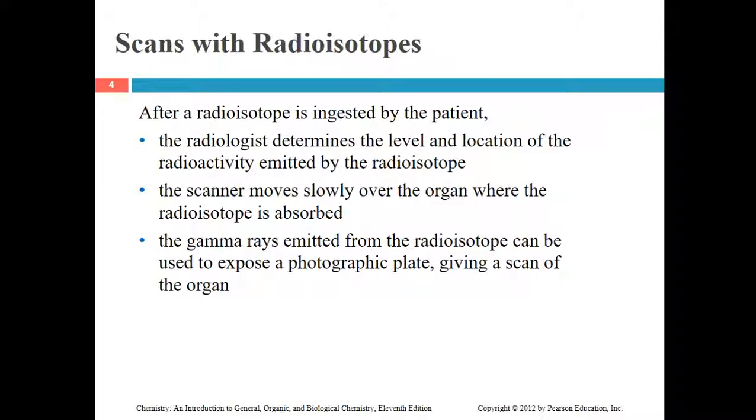After a radioisotope is ingested by the patient, the radiologist determines the level and the location of the radioactivity emitted by the radioisotope. The scanner moves slowly over the organ where the radioisotope is absorbed. The gamma rays emitted from the radioisotope can be used to expose the photographic plate, giving a scan of the organ.